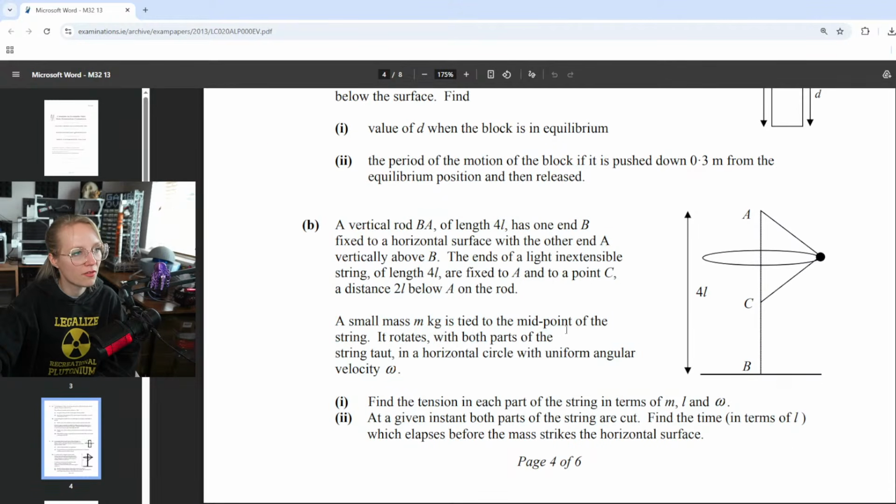Vertical rod BA of length 4L has one end B fixed to the horizontal surface with the end A vertically above B. The ends of the light inextensible string.